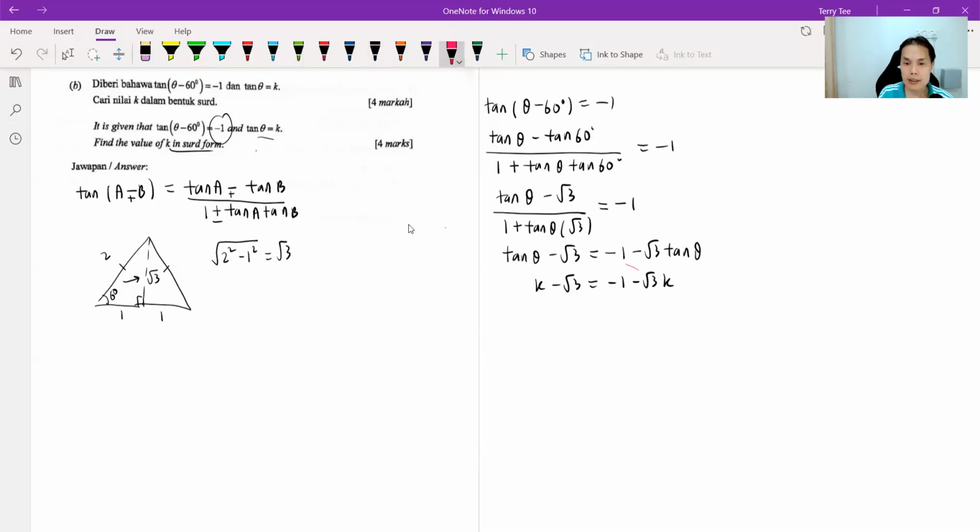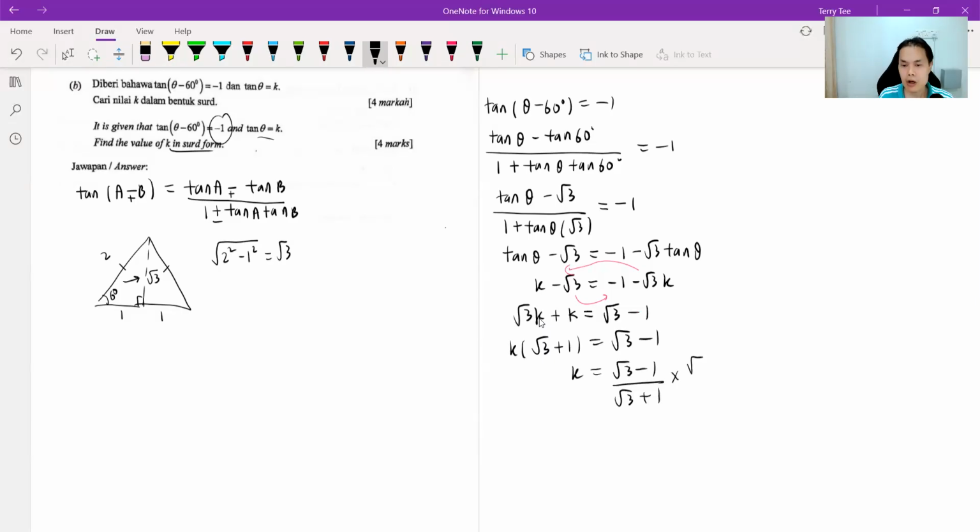Bring this over. Bring this over. So you have surd 3k plus k equals surd 3 minus 1. Let's factorize the k. k times surd 3 plus 1 equals surd 3 minus 1. So when you divide it, we get k equals surd 3 minus 1 over surd 3 plus 1. Remember, you need to rationalize the denominator to find the value of k, right?